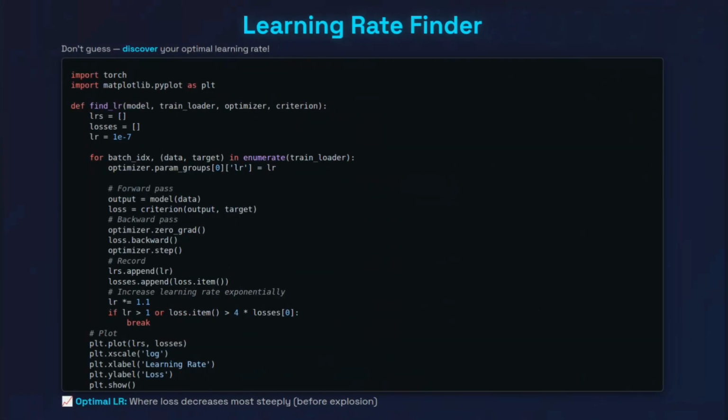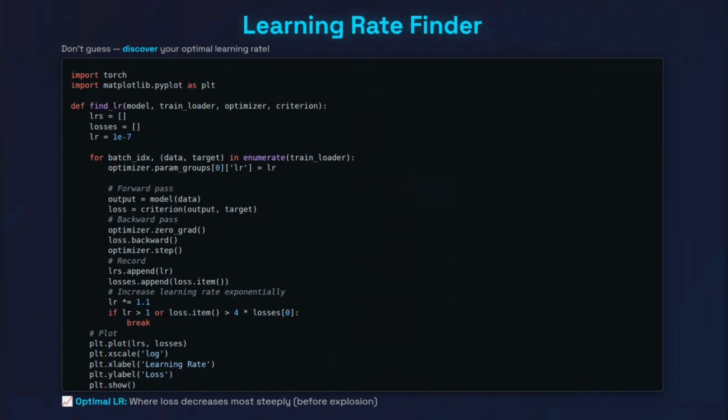Now, here's a pro tip. Don't just guess your learning rate. Use a learning rate finder. This technique, popularized by Leslie Smith, helps you automatically discover a good learning rate range. The idea is simple. Start with a very small learning rate, train for a few batches while exponentially increasing the learning rate, and plot the loss. The optimal learning rate is usually where the loss decreases most steeply, just before it starts to explode.